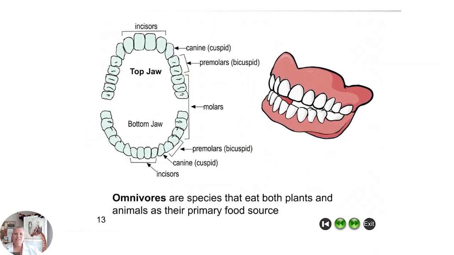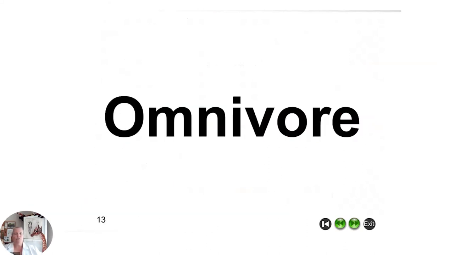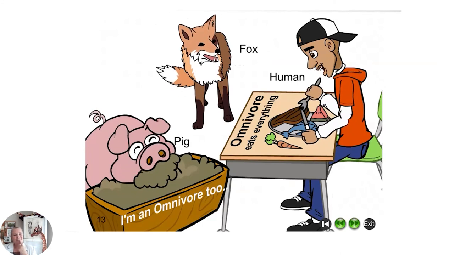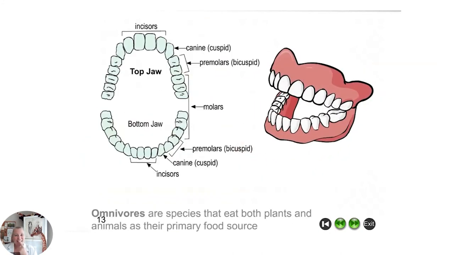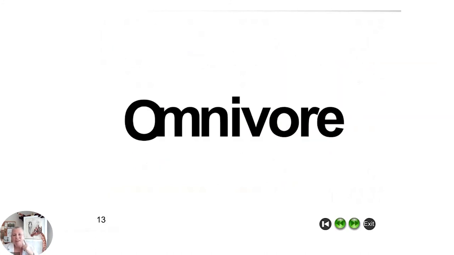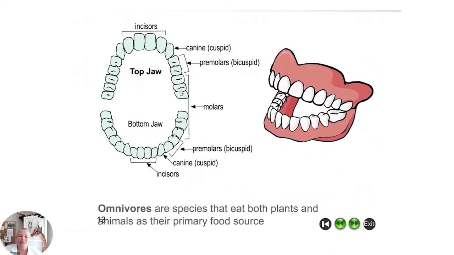Again, it's designed by your teeth. You can choose to eat these different foods, but by the design of your teeth, you have the incisors that are for cutting. You have the canines that are for piercing and stabbing. And you have the grinders, your molars, for grinding things up. So you can eat a little bit of everything.